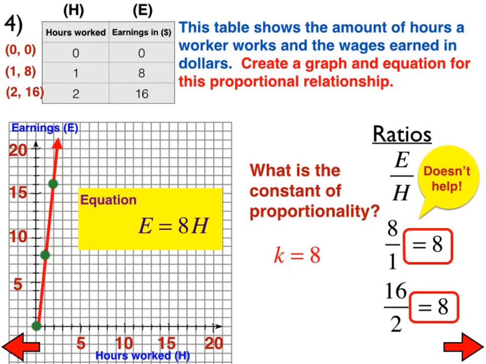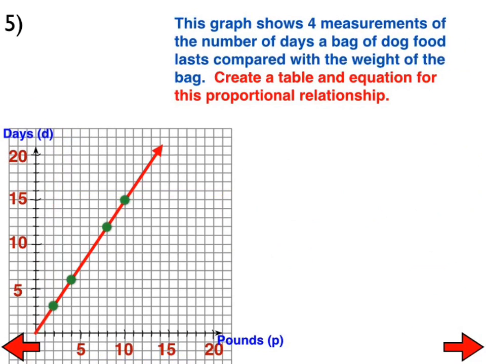All right, last problem for today. Go ahead and do number 5. You're given a graph. It says this graph shows 4 measurements of the number of days a bag of dog food lasts compared with the weight of the bag. Create a table and an equation for this. What letter are you using for x? How do you know it's P? Look on the graph. What letter are you using for y? How do you know? It's on the graph. Exactly.